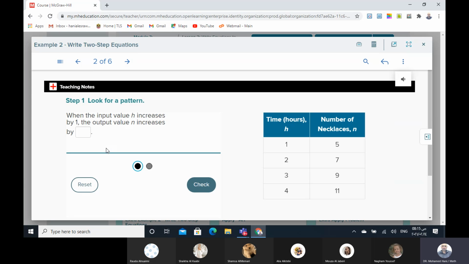So the first step, look for the pattern. What is the pattern here? You have 5, 7, 9, 11. Who can tell me what is the pattern here? When the input value h increases by 1, the output value n increases by what? By 2. Yes, by 2. So we can write here the bottom plus 2.